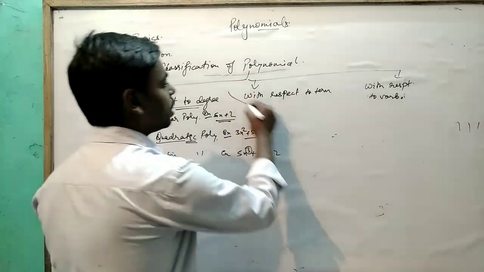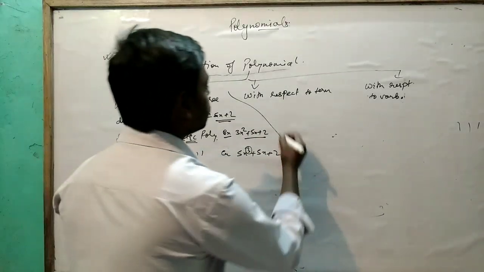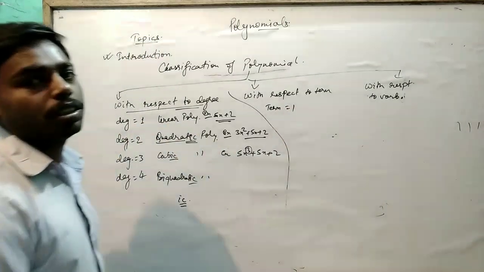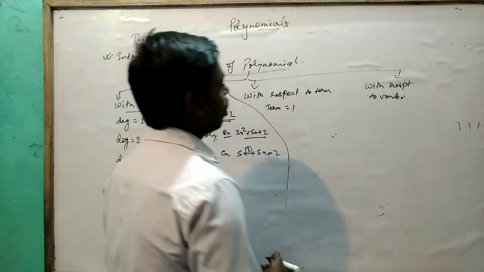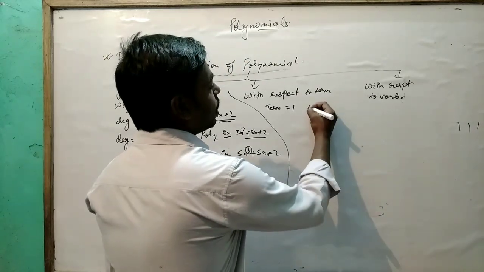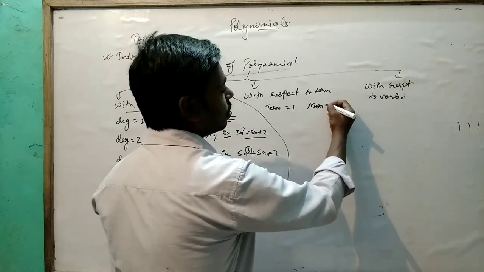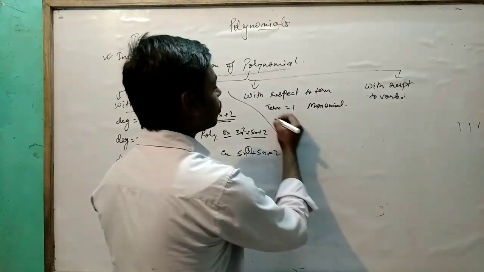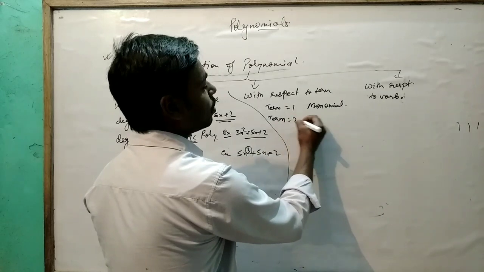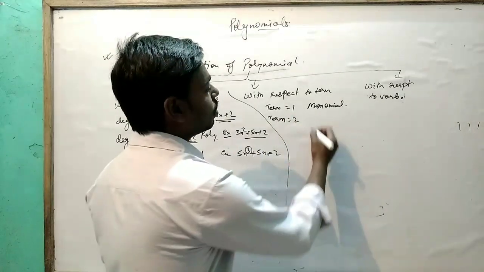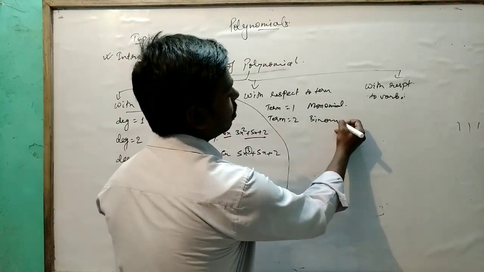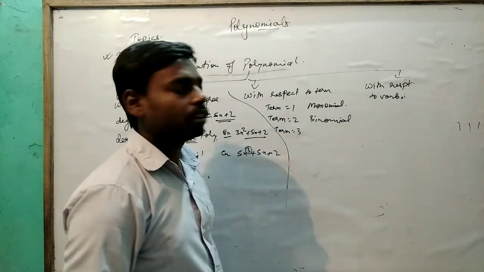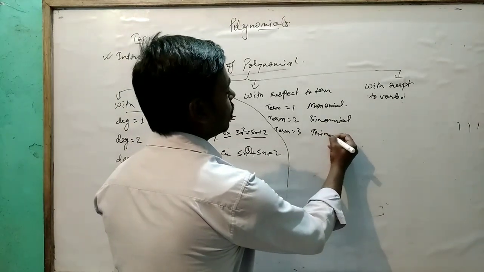It can be used again with respect to term. With respect to term, a polynomial containing only one term is called a monomial. A polynomial containing two terms is called a binomial. A polynomial containing three terms is called a trinomial.